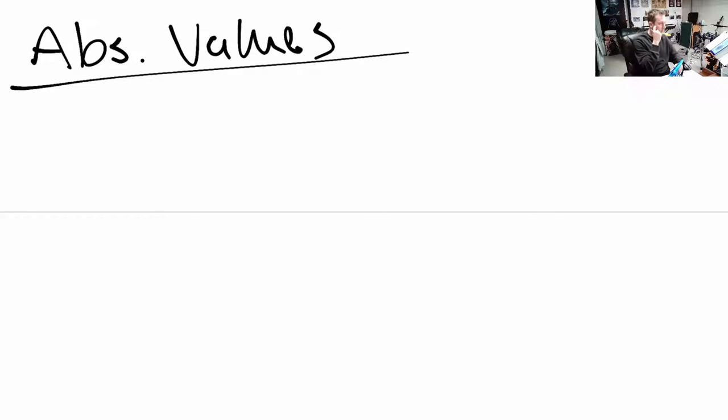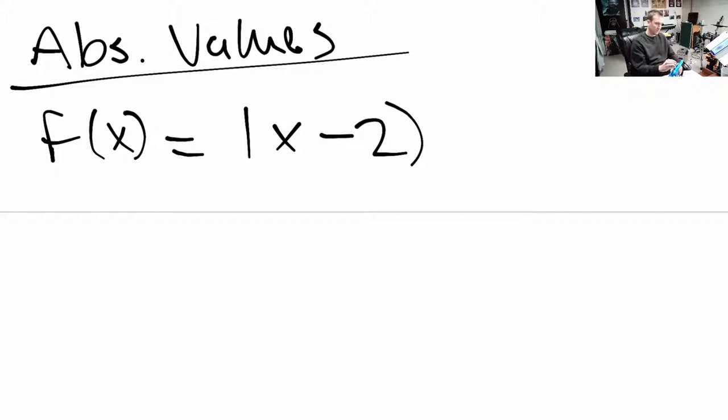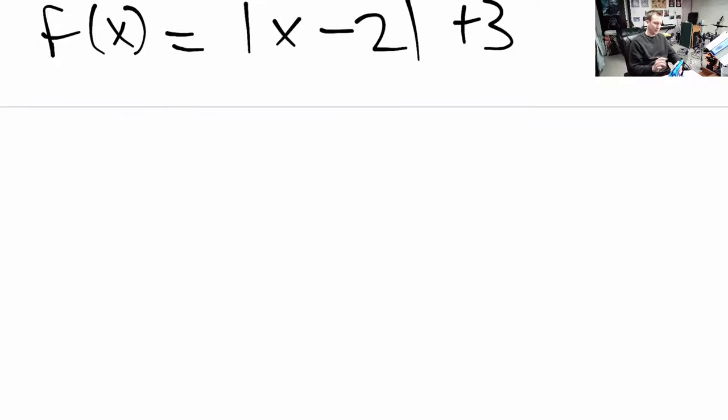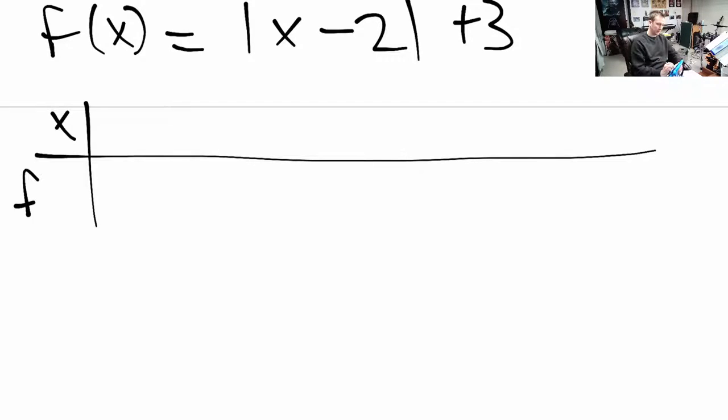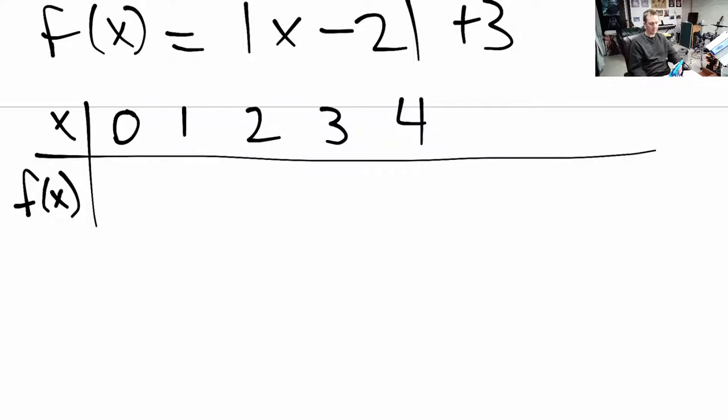So to graph an absolute value, we're just going to, again, make a table. So here we go. Let's take a rule that is a little bit different this time. Not your basic thing. So it's the absolute value of x minus 2, plus 3. And we'll go ahead and graph this. x, f of x. So here, let's plug in 0, 1, 2, 3, and 4, and we'll see what we get out.